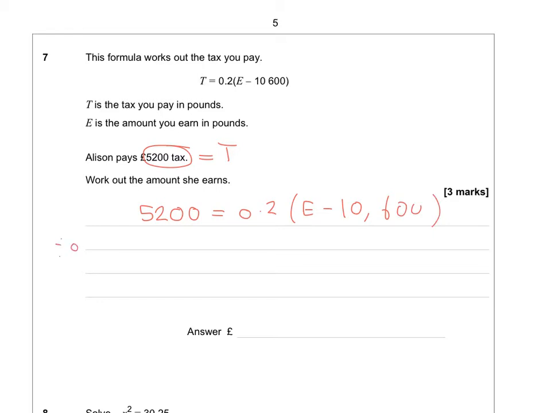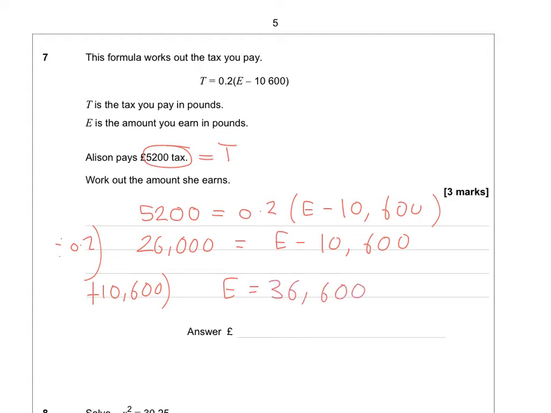If we divide both sides by 0.2, we get 26,000 equals E minus 10,600. We then simply have to add 10,600 to both sides of this to get a value for E. And E is equal to 36,600.